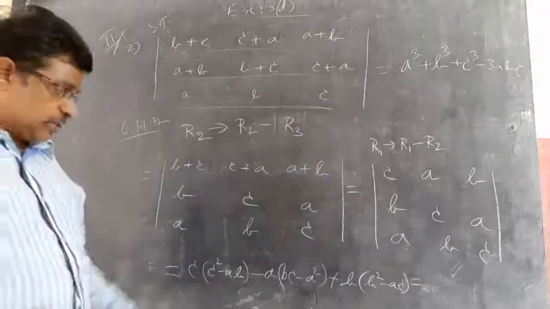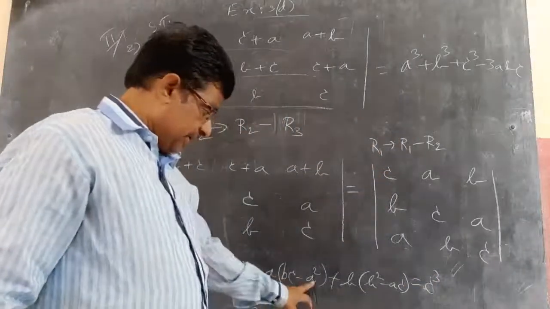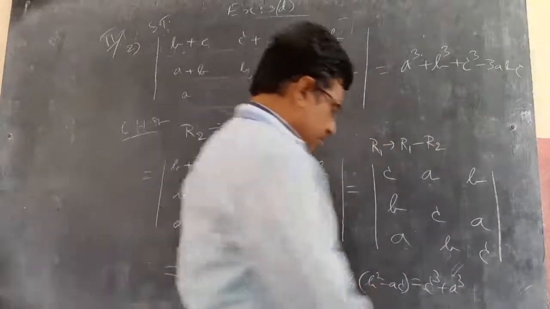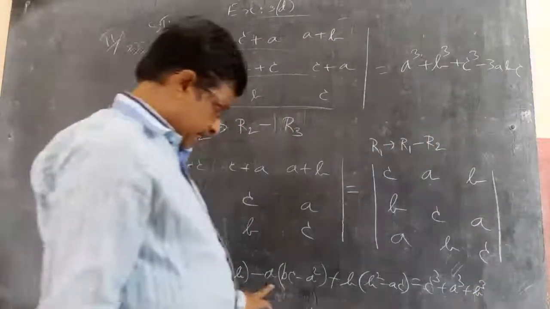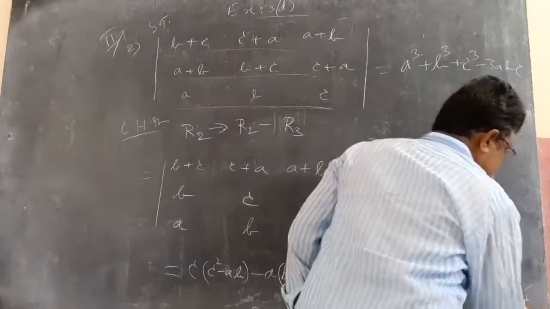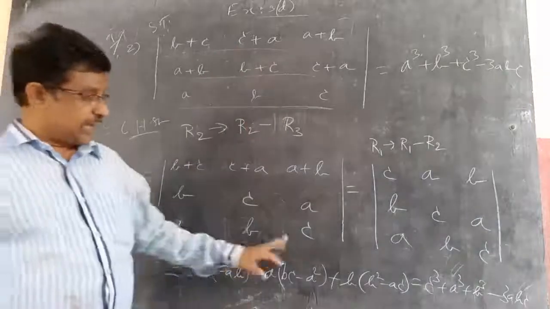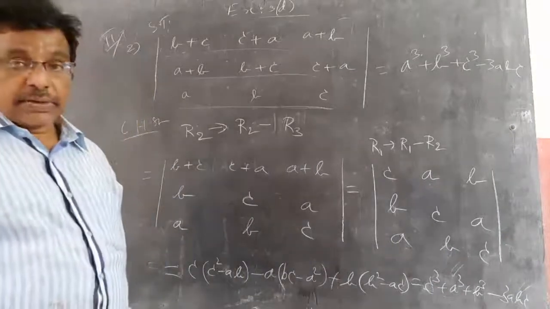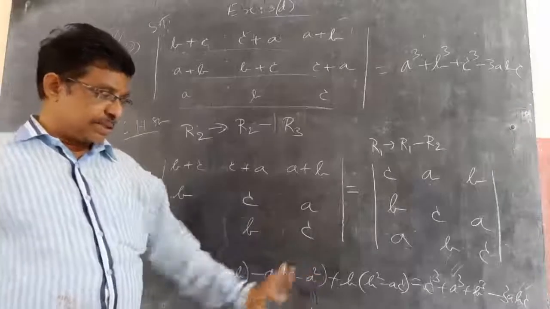So what do you get? C into C square, C cube. Next, minus A into minus A square, plus A cube. Plus B into B square, plus B cube. Now minus ABC, minus ABC, minus ABC. If I open the brackets, I will get 3ABC. That is what you need to prove. Hence proved, LHS equal to RHS: A cube plus B cube plus C cube minus 3ABC.